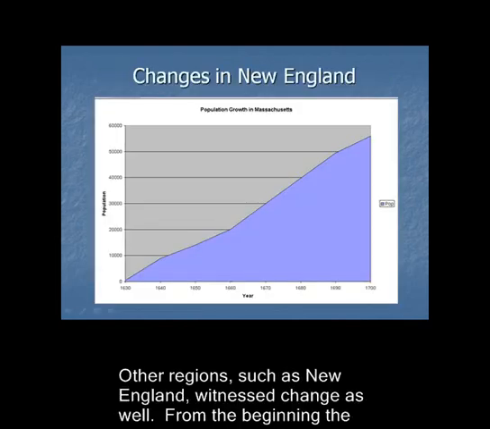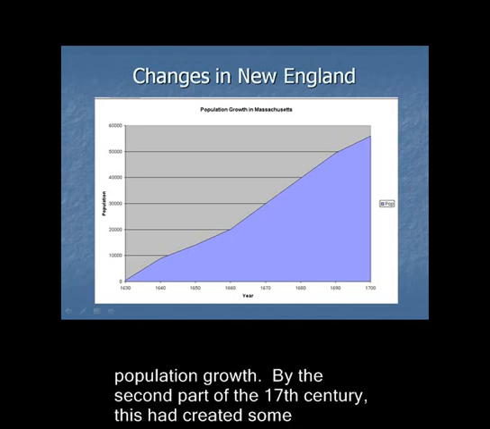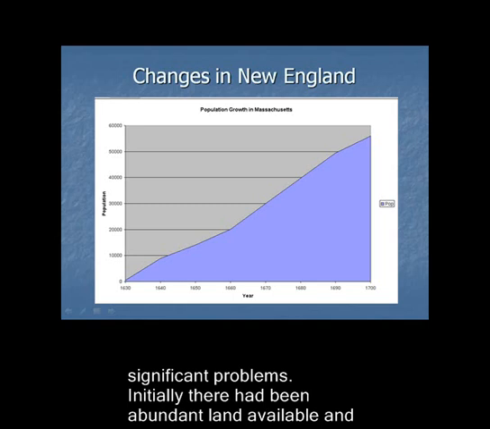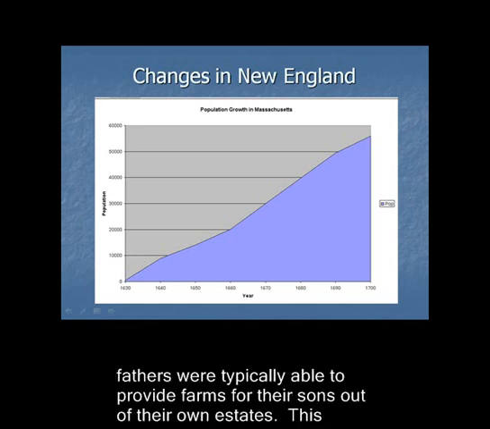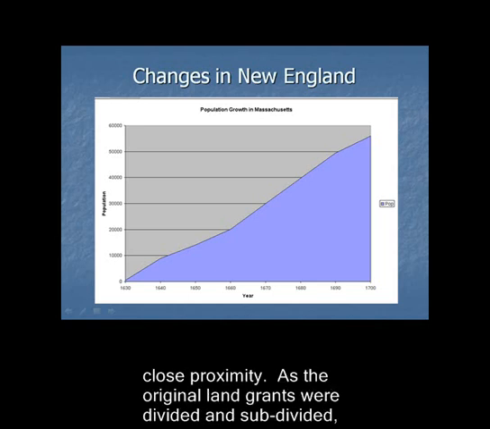Other regions, such as New England, witnessed changes as well. From the beginning, the New England climate had been much healthier than the Chesapeake, encouraging rapid population growth. By the second part of the 17th century, this created some significant problems. Initially, there had been abundant land available, and fathers were typically able to provide farms for their sons out of their own estates. This ensured that New England settlements remained tightly knit, with families settled in close proximity.